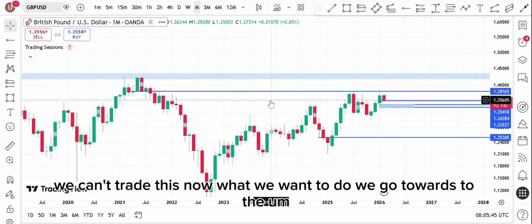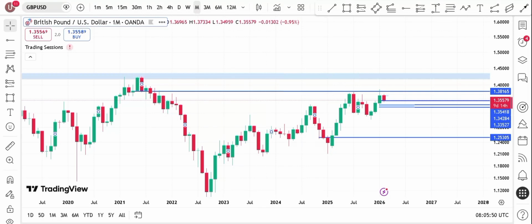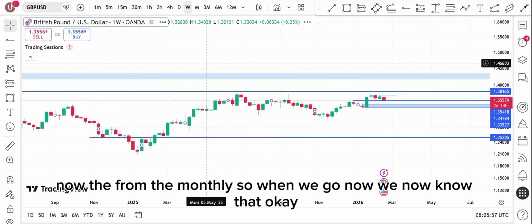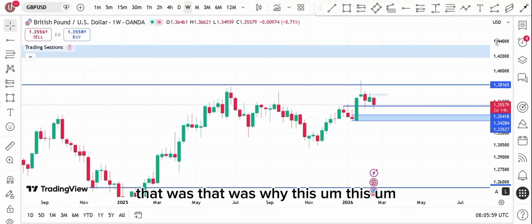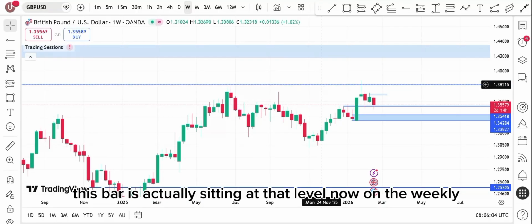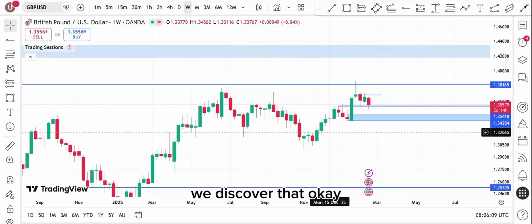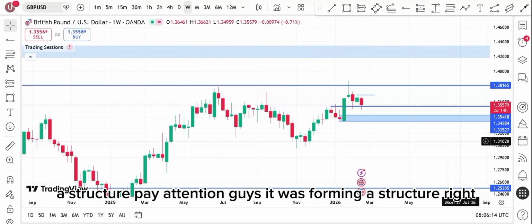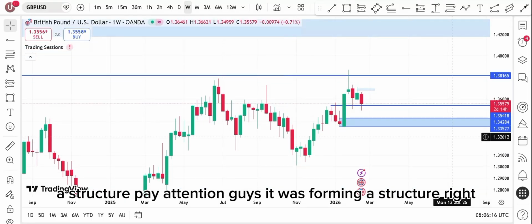We can't trade this. Now what we want to do is go towards the weekly. On the weekly, we will see that price is actually at that level. From the monthly, we now know that this bar is actually sitting at that level. On the weekly, we discovered that while this market was going up, it was forming a structure. Pay attention, guys. It was forming a structure, right?